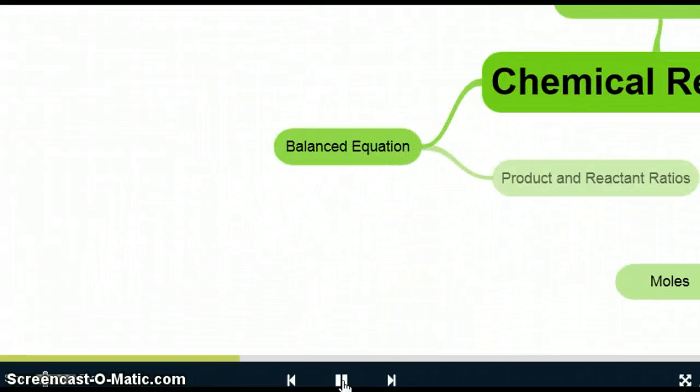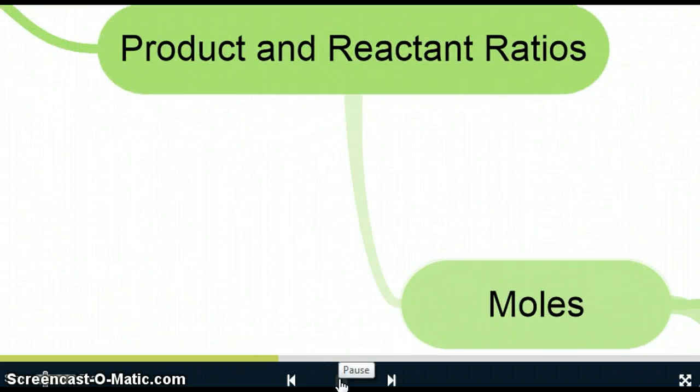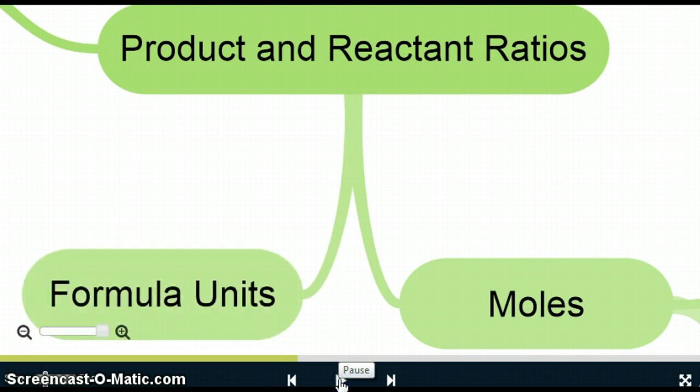Now let's look at what else we can do with a balanced chemical equation. A balanced chemical equation tells you 2 things. It tells you the product and reactant formulae, and it also tells you the product and reactant ratios. They are the big numbers in front of the formulae. The product and reactant ratios can then be used to tell us about the formula units.